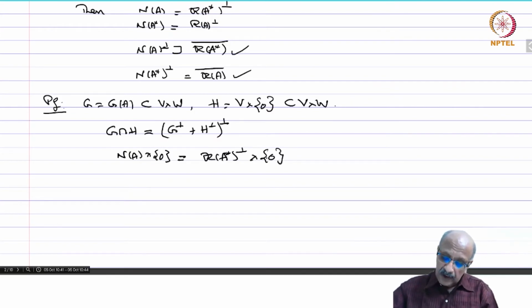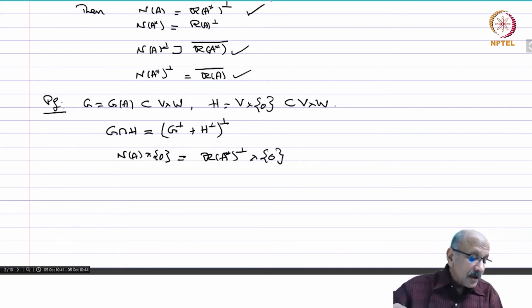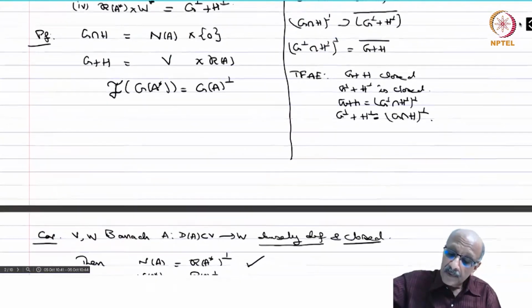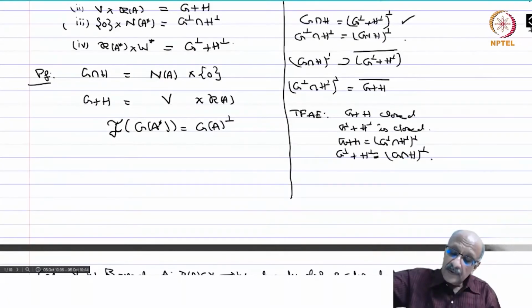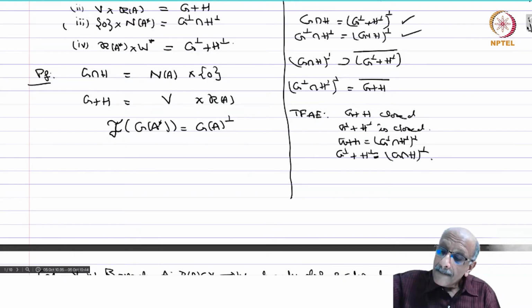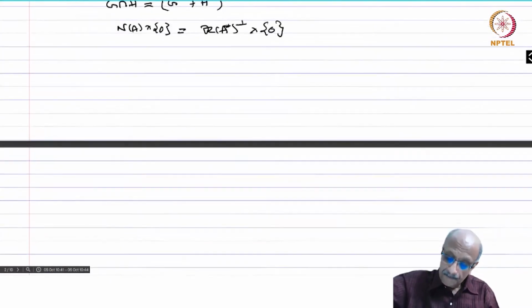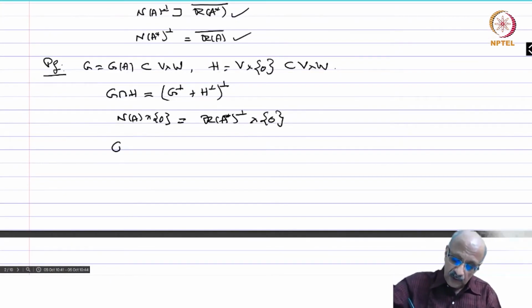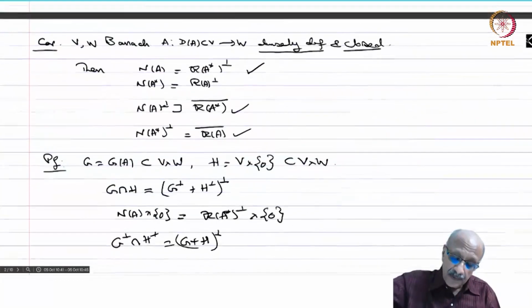And then if you just compare this, you get the first relationship, namely N of A equals range of A star perp. Similarly, you have G perp plus H perp intersection H perp. G perp intersection H perp equals G plus H perp. So G perp intersection H perp equals G plus H perp. So what is G perp intersection H perp?